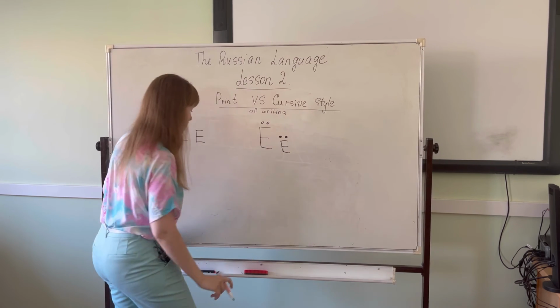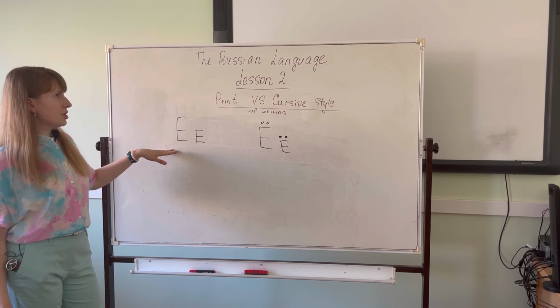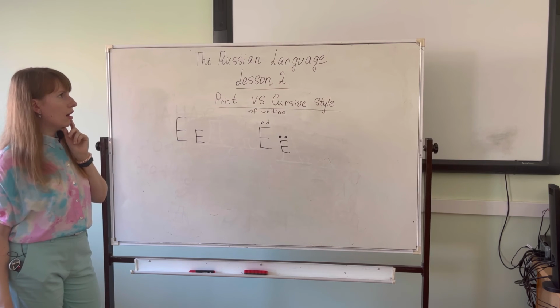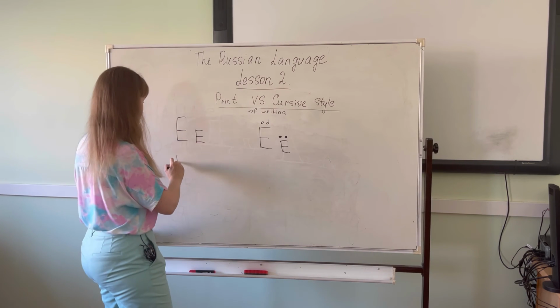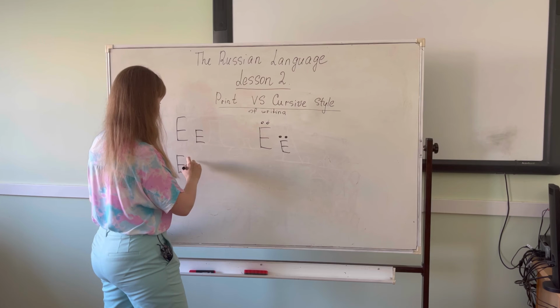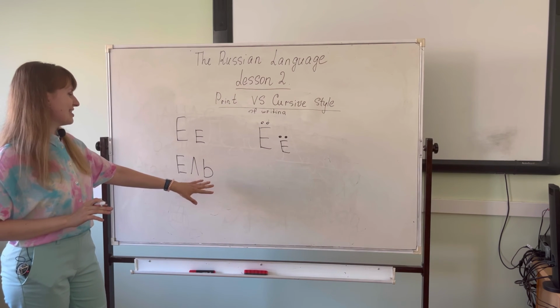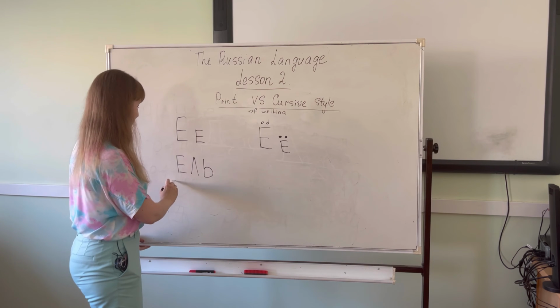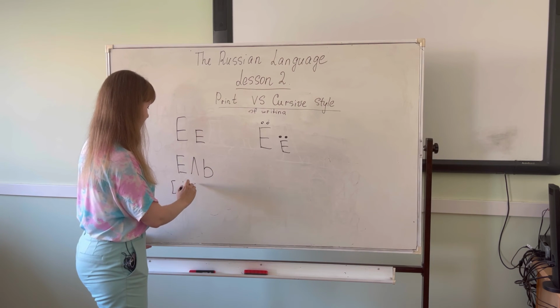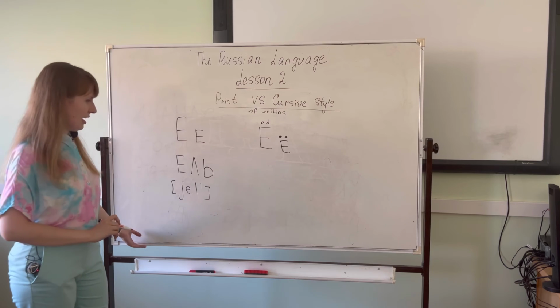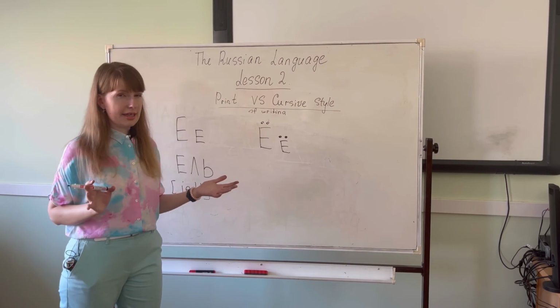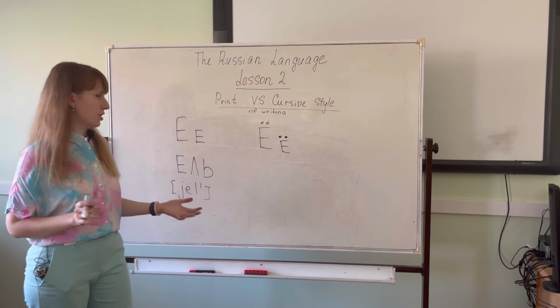So, let it be ель, okay? Ель means a fir tree. Do not get frustrated. Ель. Это ель. This is a fir tree.